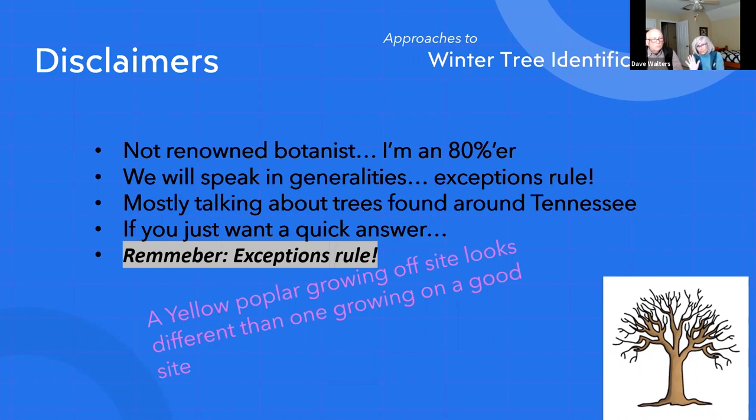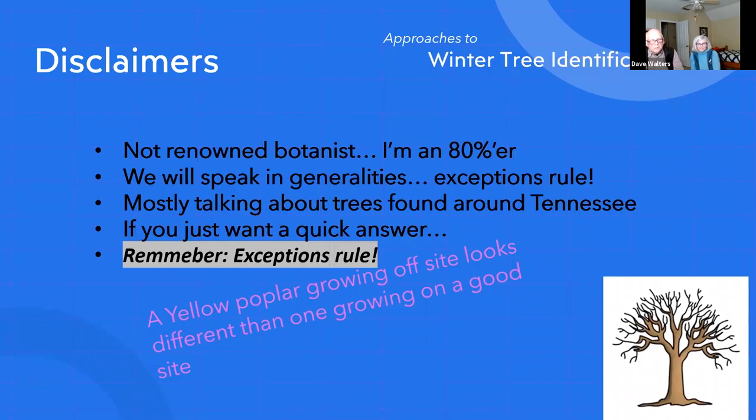So here's the disclaimer from Dave about making up stuff. We're not renowned botanists. There's a lot of excellent botanists around Middle Tennessee. I functionally shoot at the 80% level. The upper 20%, it gets harder and harder and more detailed. And so tonight we're going to talk in generalities. And please remember that in all things natural, exceptions rule. We're going to talk about generalities and prejudices, and they don't always exist. So we'll warn you throughout the night that that's true.